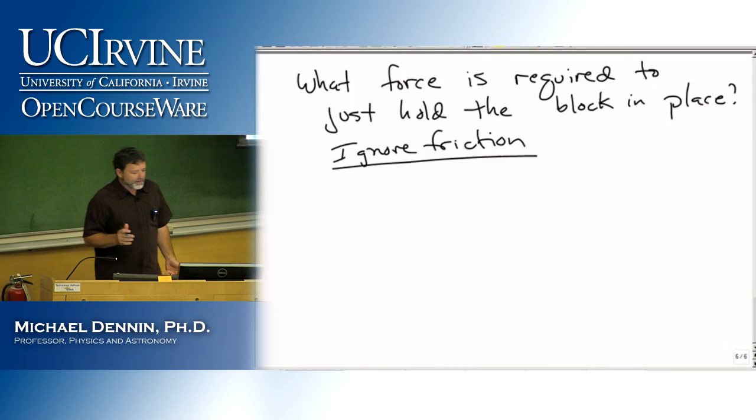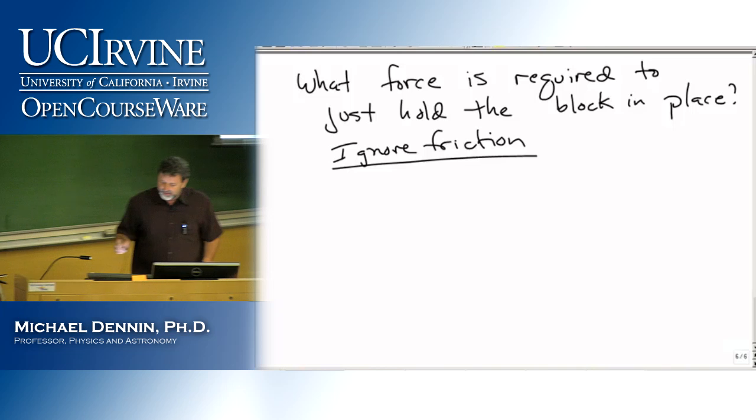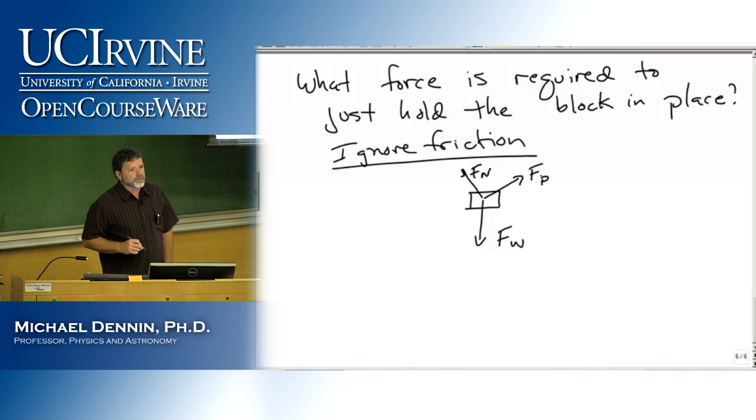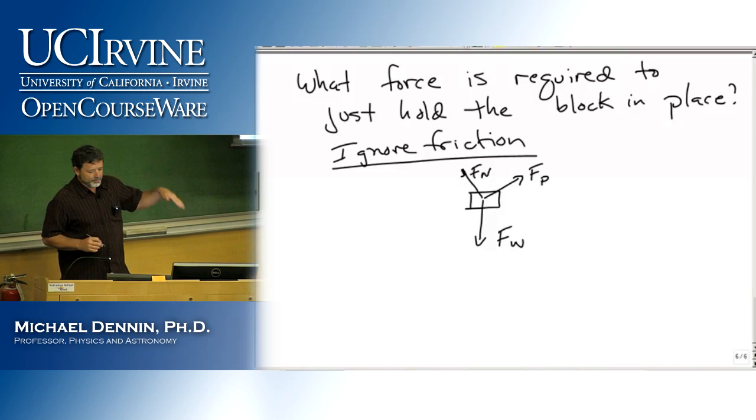So these are just ones. You've got to get that question right. So we've got our block. It's sitting on our inclined plane. Our free body diagram is weight down, normal force perpendicular to the plane, and our force of pulling holding it in place, because gravity is going to pull it down.